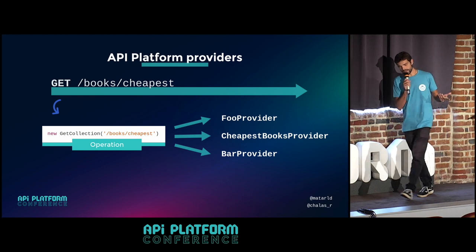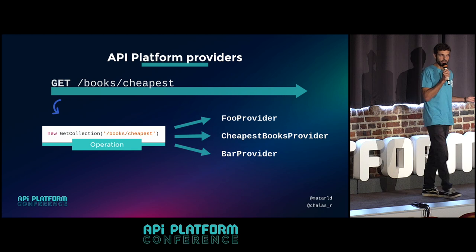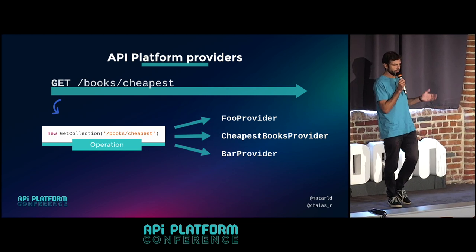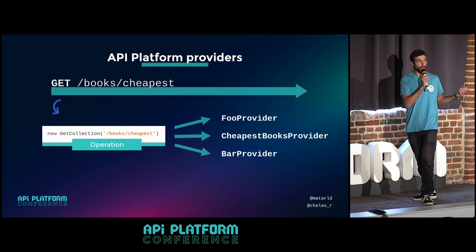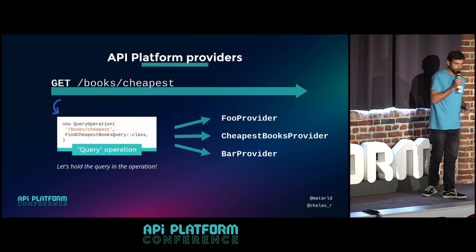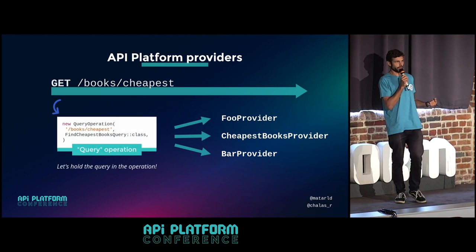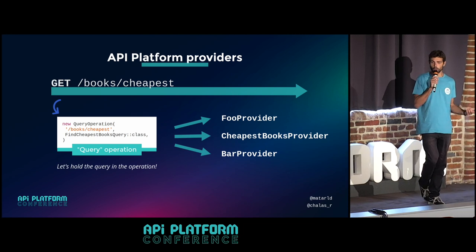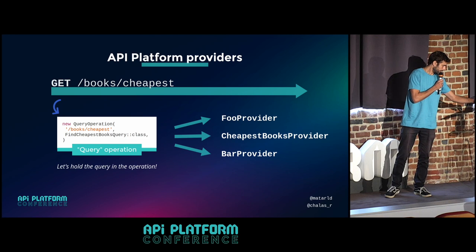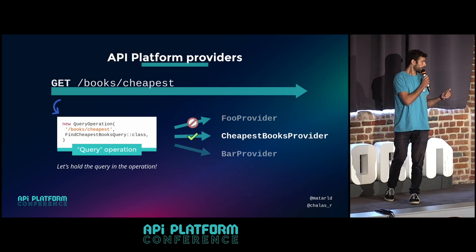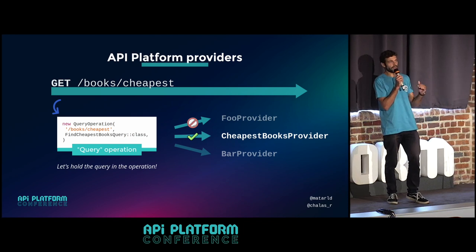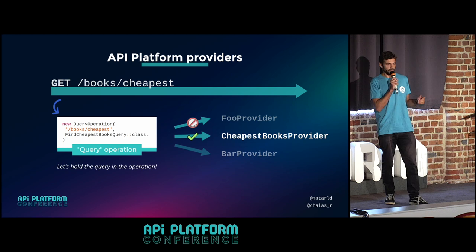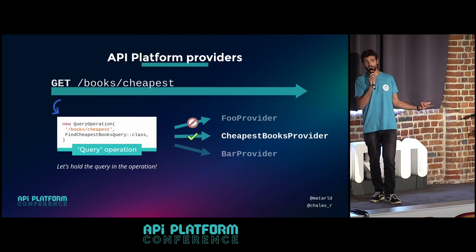So, as you may guess, in our application there is not only the cheapest book provider available. So we have to find a way to bind the query, the /book/cheapest operation, to the cheapest book provider and only to it. For example, we can decide to store the query class information inside the operation. So we could create a new type of operation, let's say a query operation, that will hold the query class to be used. Then, when providers are scanned by API Platform in order to find the first selectable one, the cheapest book provider will say, hey, I'm selectable if the operation is a query operation and the related query is the find cheapest book query.